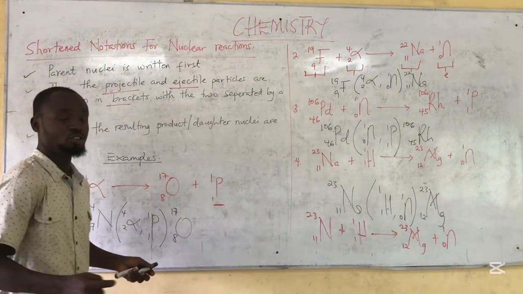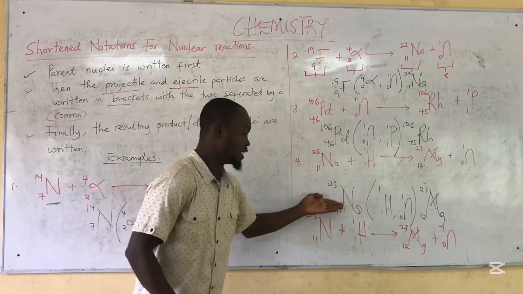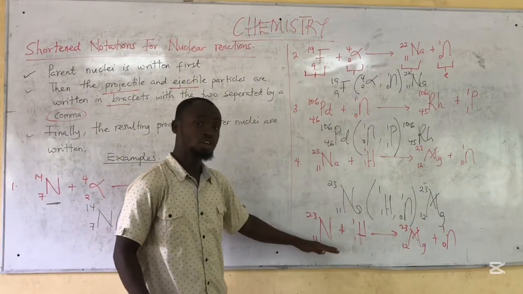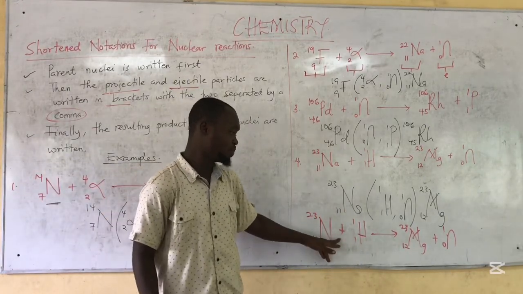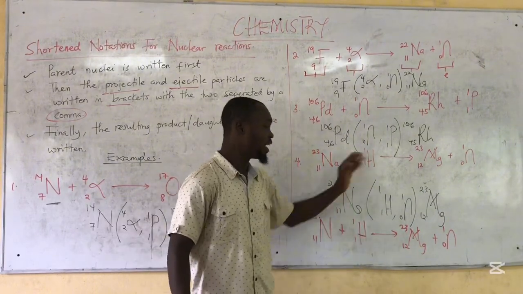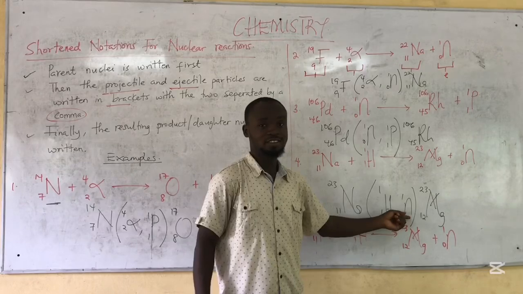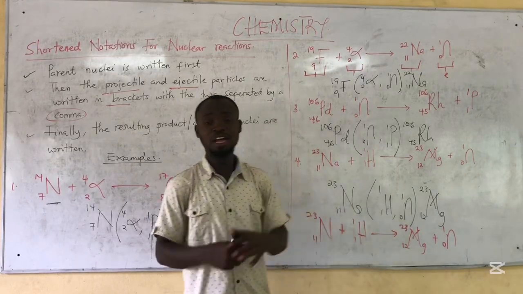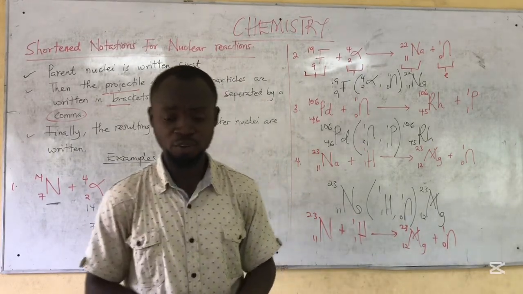Is that okay? So in case you are given the shortened form and you are asked to expand, you first of all write the parent plus the projectile particle, and then you bring your yielding sign, and then you write the daughter plus the ejected particle. Is that okay? So that is the shortened notation form of nuclear reactions.